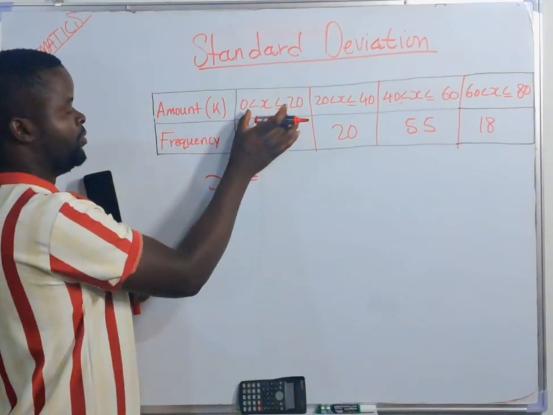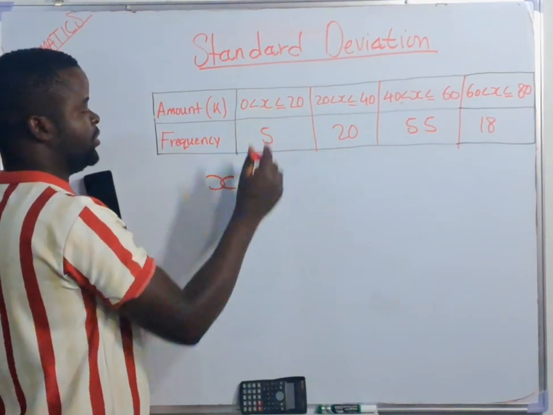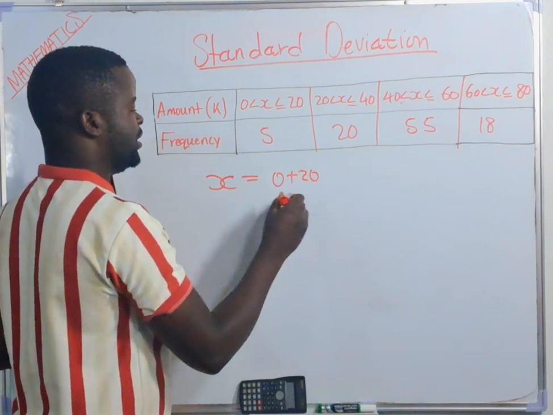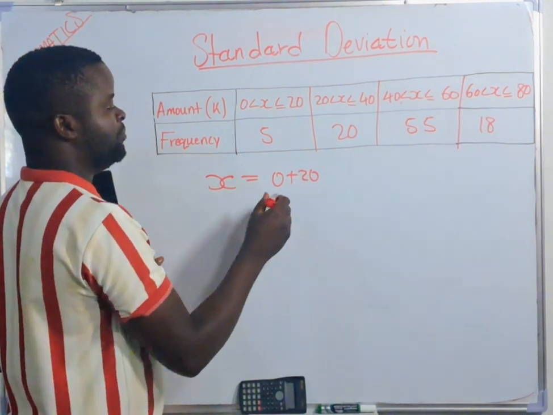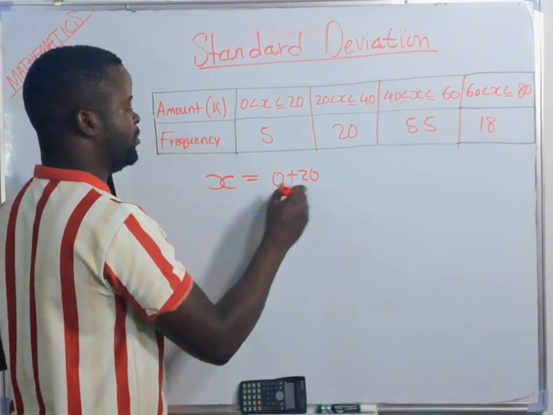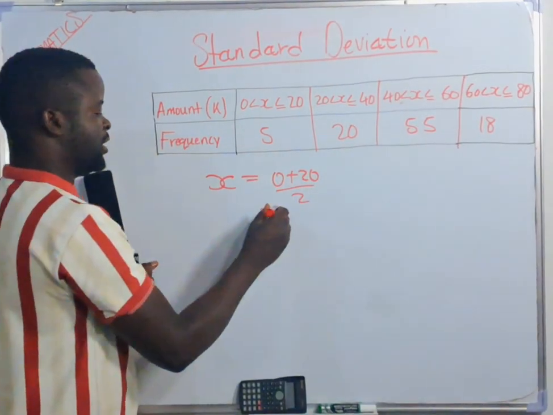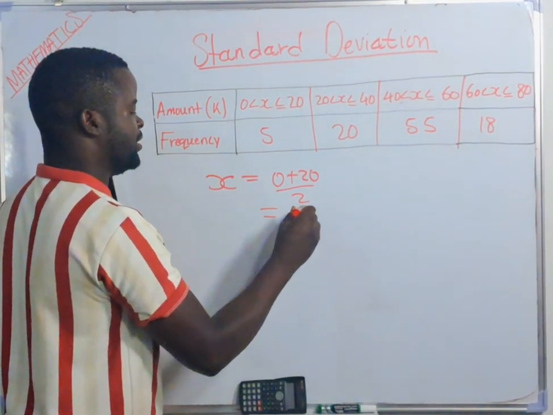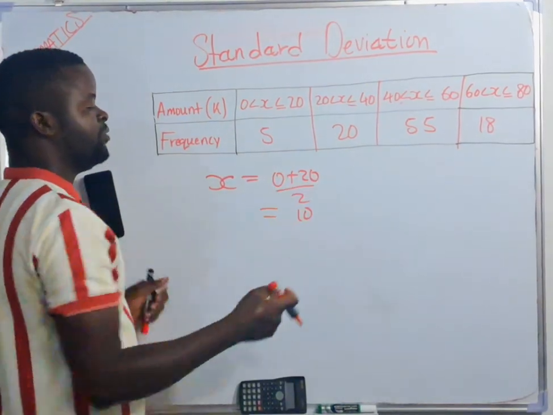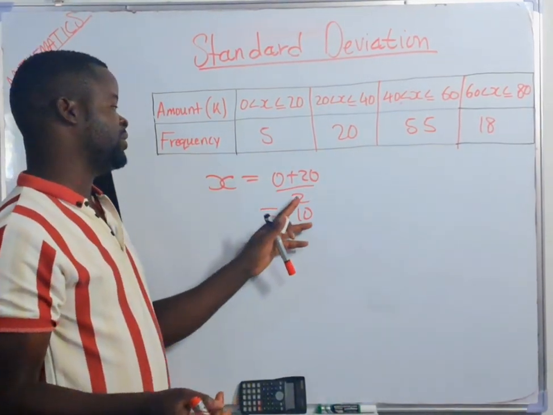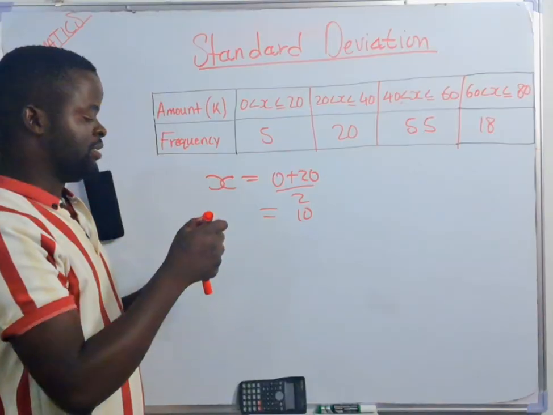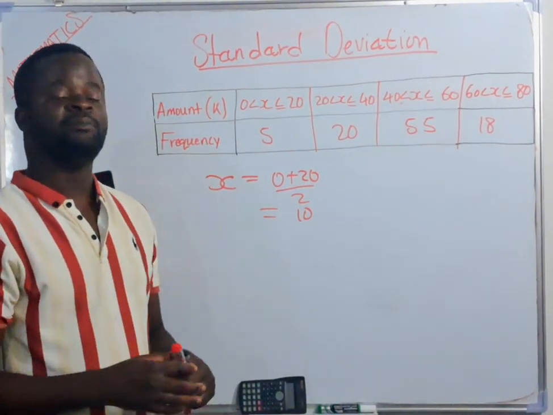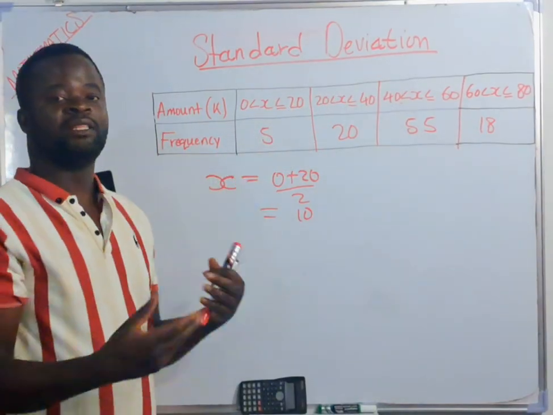Here we have a 20. So the mid value will be 0 plus 20, then we divide by 2. The first number that we are going to get here will be a 10. Remember, 0 plus 20, we are getting 20, and we divide by 2, we are getting a 10. So the first thing that you need to do is to find the mid value of the amount that you've been given.